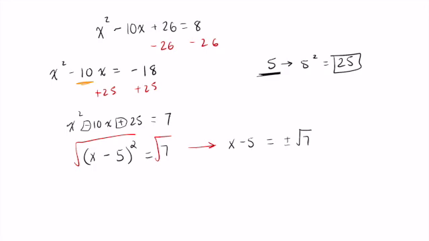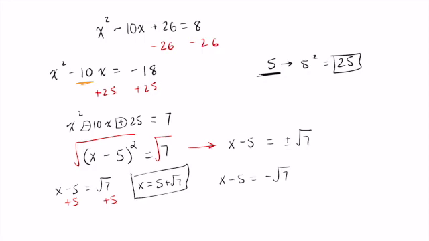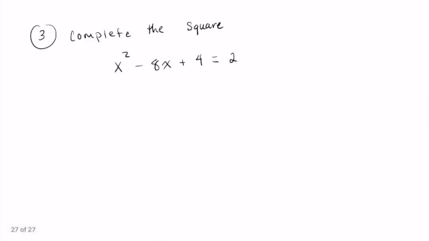So now I can solve. x minus 5 equals root 7. x minus 5 equals negative square root 7. Add 5 to both sides. And I get, I'll give you a little bit more room here, x equals 5 plus root 7. And then over here, when I add 5 to both sides, I get x equals 5 minus root 7. And there we go. Completing the square. Solving for x. Easy. One last problem.